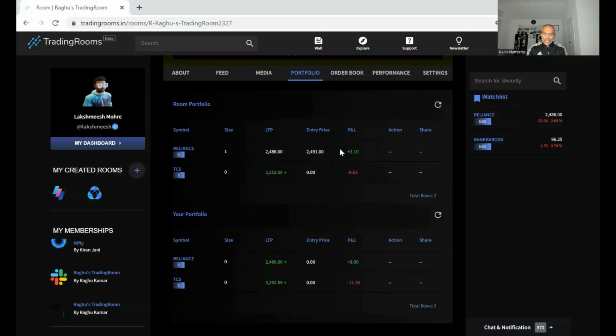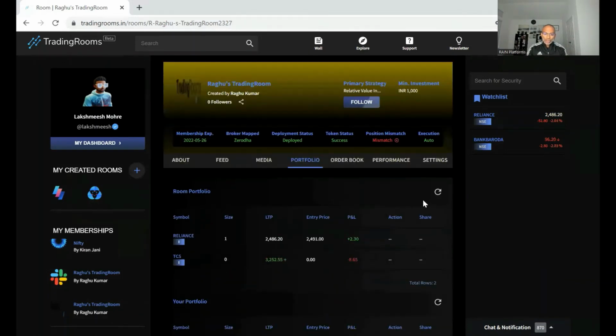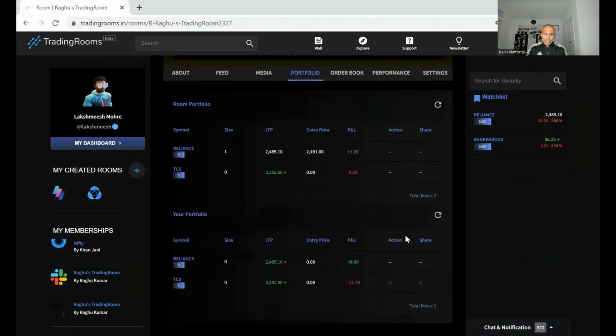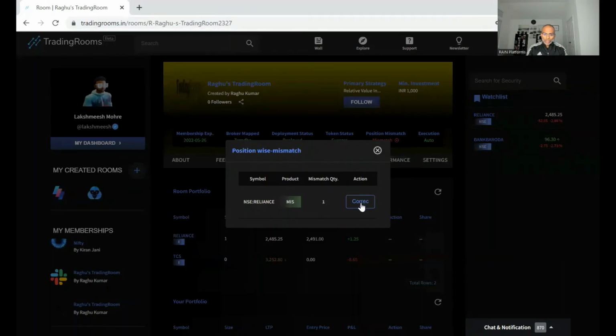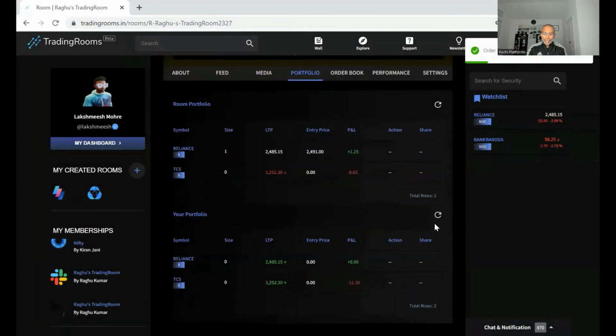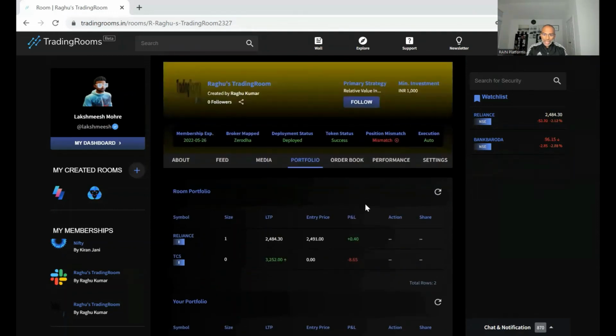So you can see here that on my portfolio, I am seeing no position, but on the room's portfolio, there is a position. So I have the opportunity now to correct this mismatch. Again, I am logged in as the room member and not as the room owner. So what I'm going to do is I'm going to click on position mismatch, and I'm going to go ahead and click on correct. An order successfully transmitted, and it should have gone through. So if I refresh, you can see that both order books are showing the same exact position. So the position mismatch has worked.